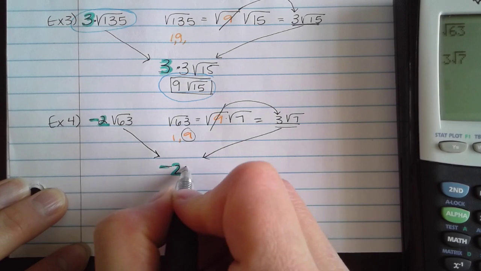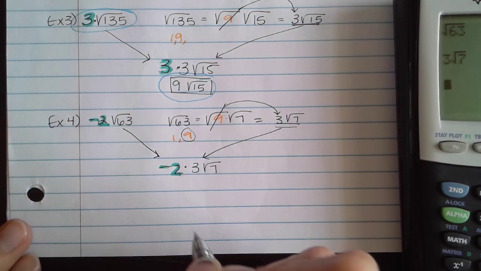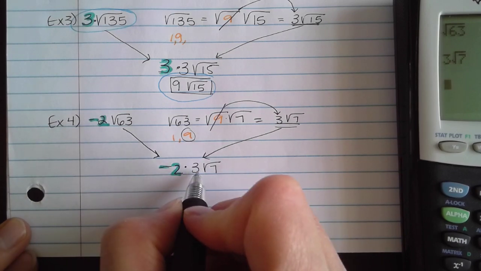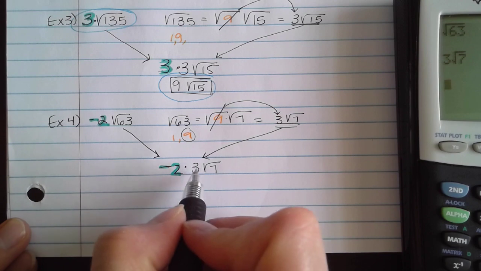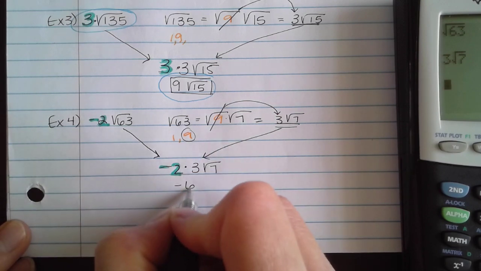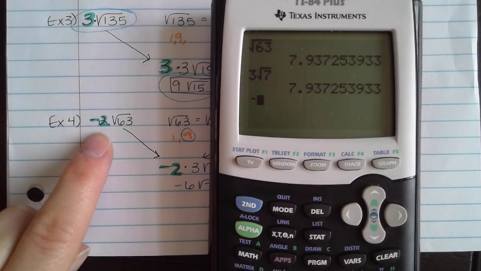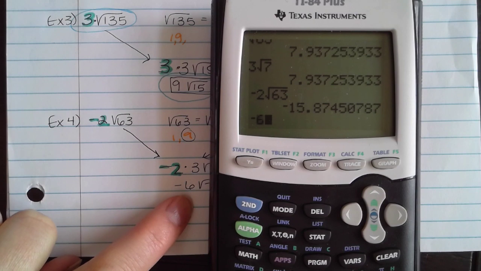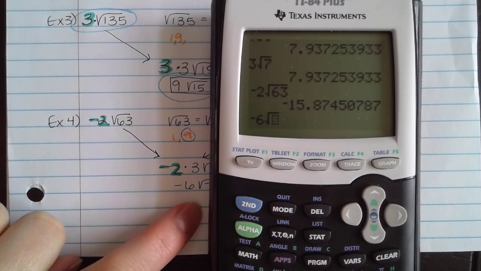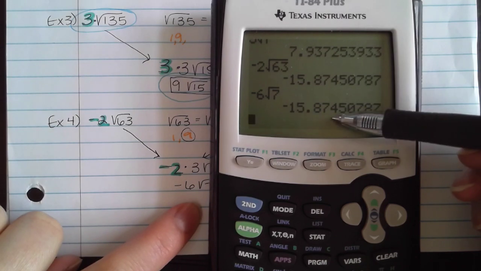Bring down your simplified square root of 63. And lastly, you're going to multiply both your coefficients because it originally had a coefficient and now you're adding a coefficient and you multiply those. And if you want to check or you don't trust me or you don't trust yourself while you're working, you can type in the original and type in what you think your answer is, and they should be the same, and you'll know that it's simplified.